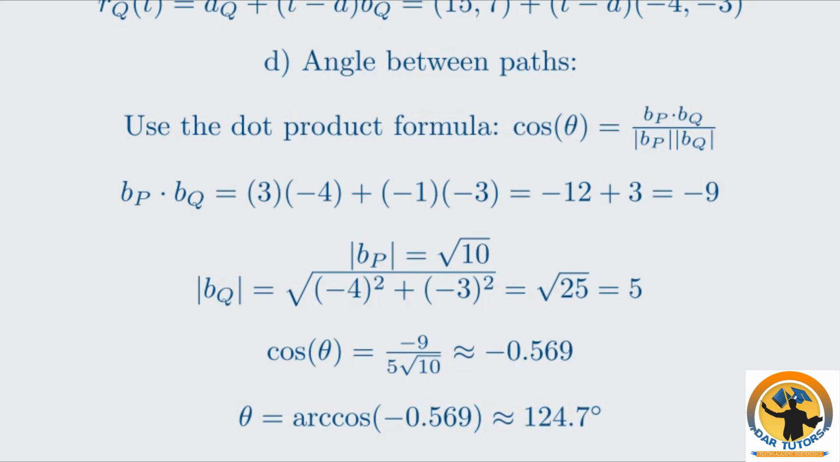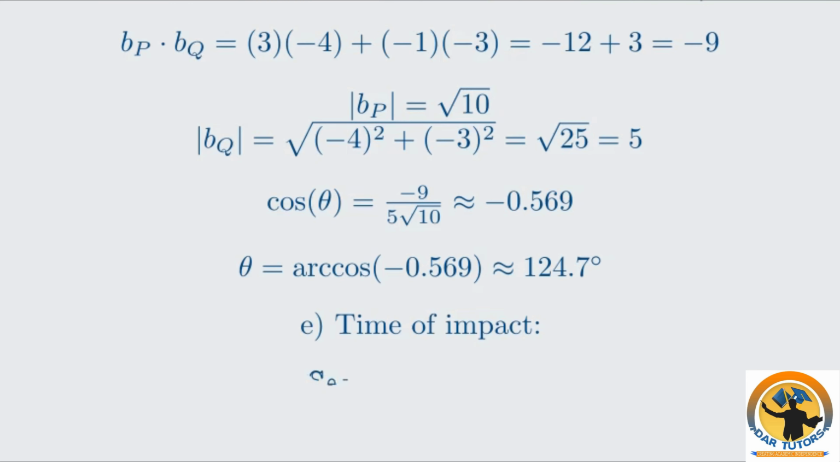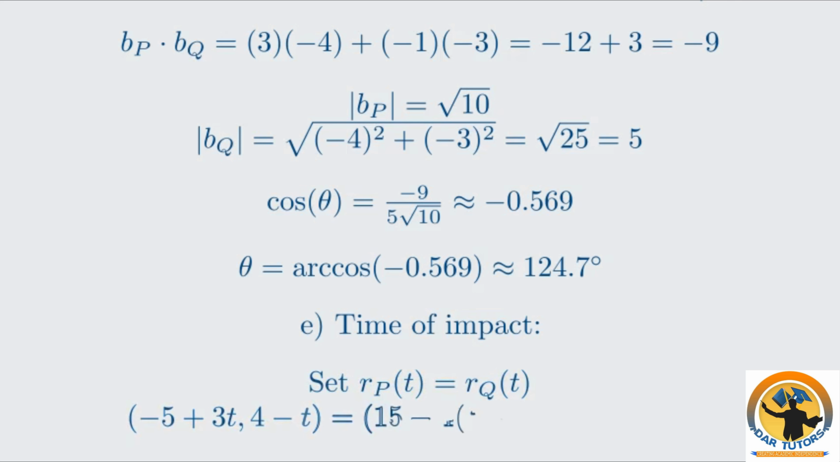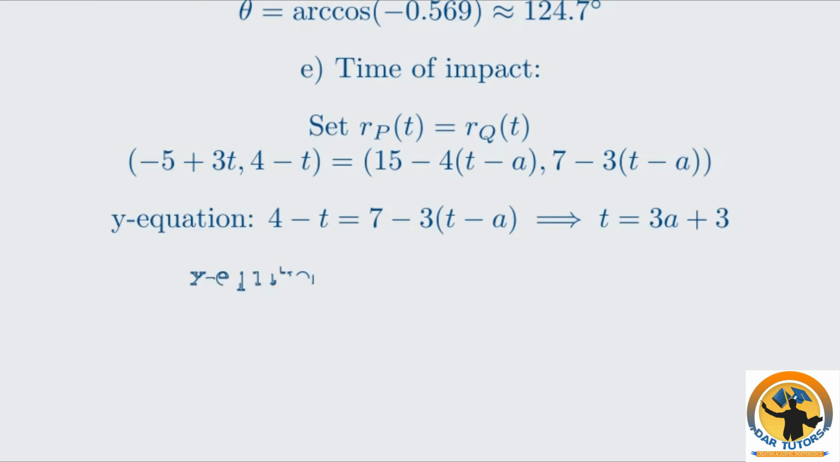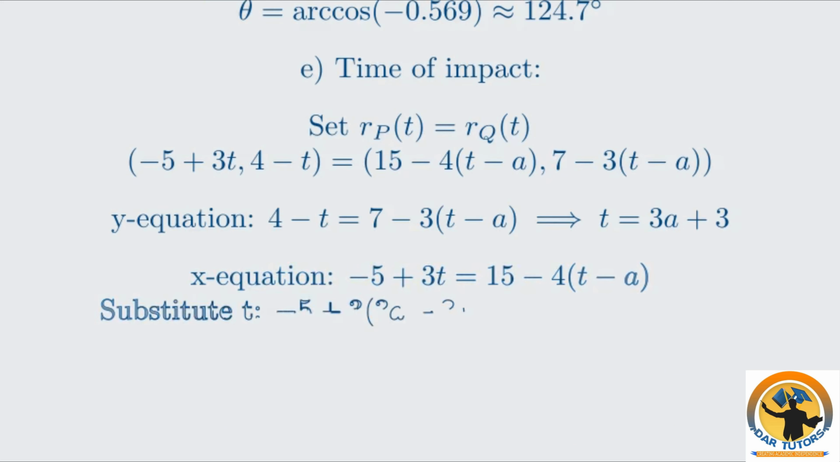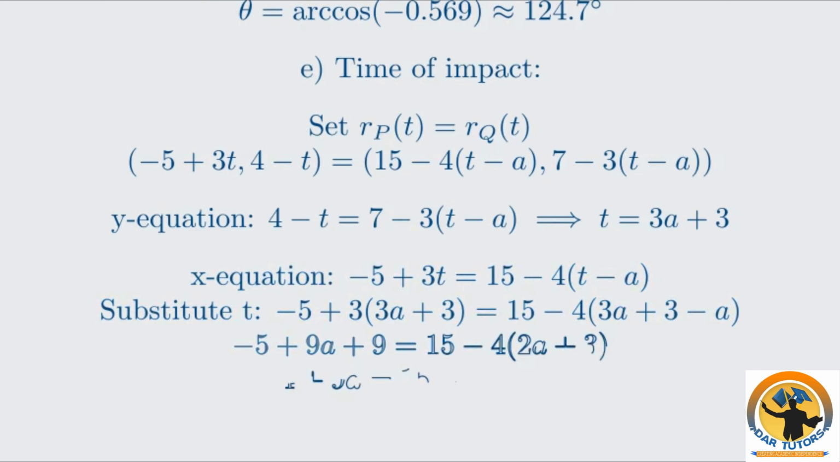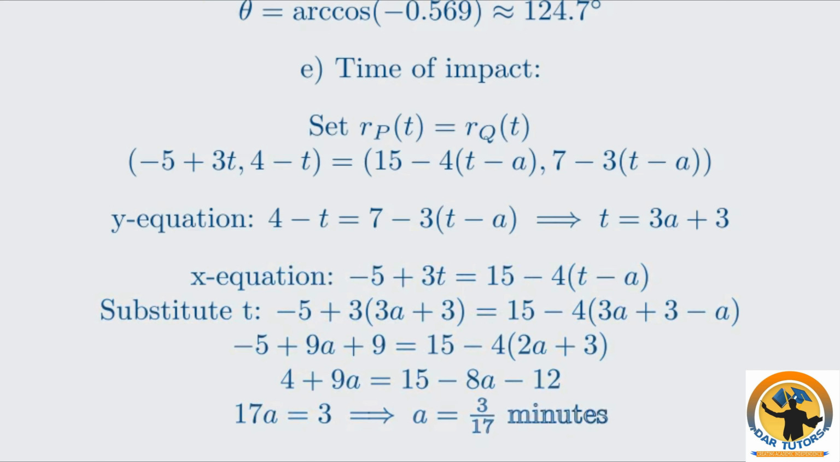Finally, the time of impact. If Q's torpedo hits P's, their position vectors must be equal at some time t. We set r_P(t) equal to r_Q(t). This gives us two equations, one for the x components and one for the y components. Solving the y equation first, we find that t equals 3a plus 3. Substituting this into the x equation, we can solve for a, which is 2. This means Q fired its torpedo 2 minutes after P.